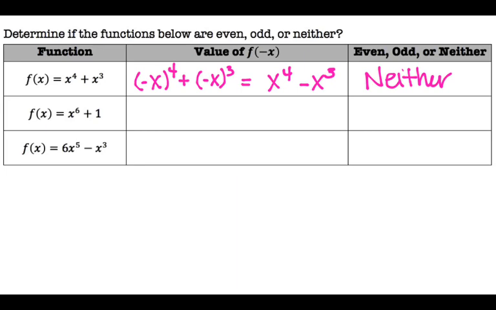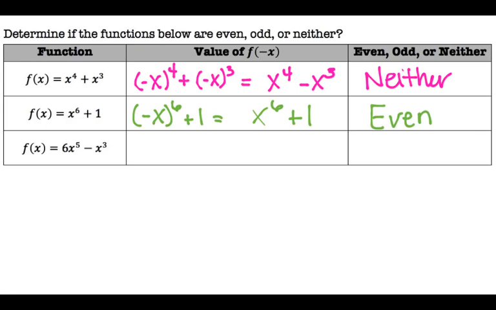The next one, I have x to the sixth plus 1. If I replace the x with a negative x, the negative x to the sixth becomes positive x to the sixth, and then the 1 stays a 1. So that is the exact same as the original. So that is an even function.